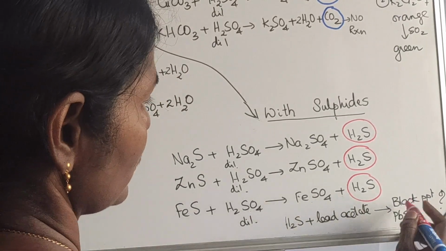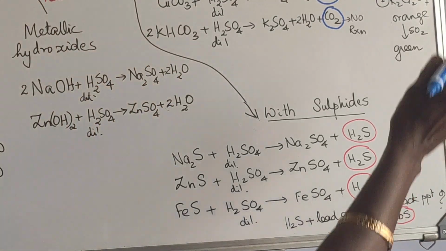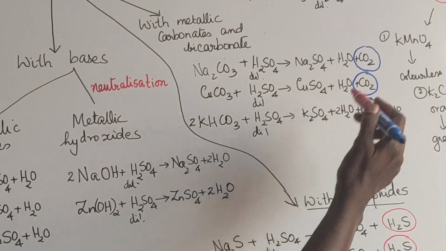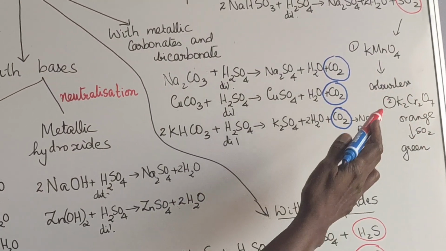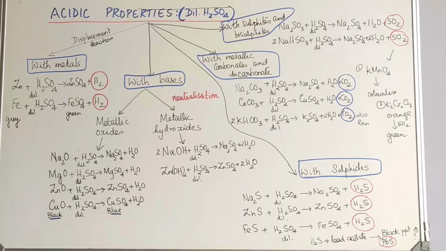Okay, so that is how we identify this gas. Carbon dioxide turns lime water milky, but no reaction with potassium permanganate and potassium dichromate. These are the acidic properties of dilute sulfuric acid.